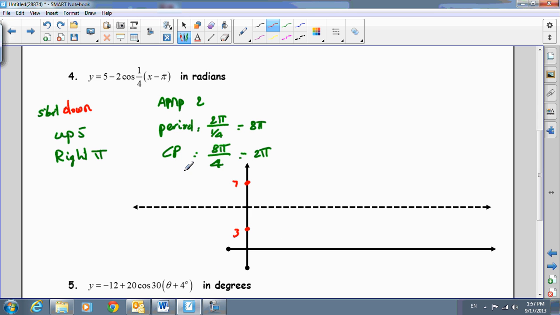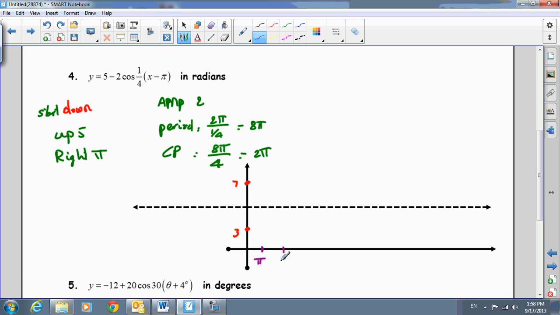Now it says here I'm starting down, so the first point I will have will be down. Let's go ahead and label our axis. The first point here will be from 0. The critical point here is 2 pi. So 0, and I'm shifting pi units to the right. So the first one I want to see is pi.